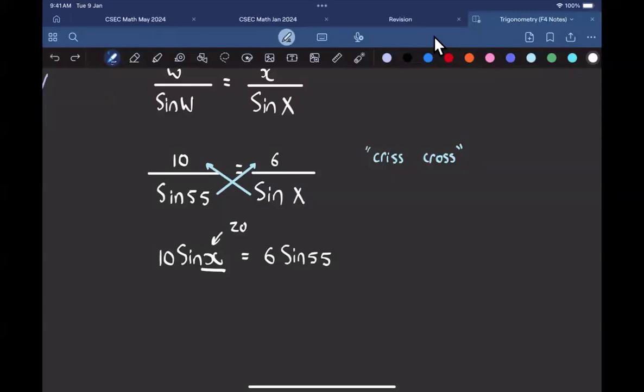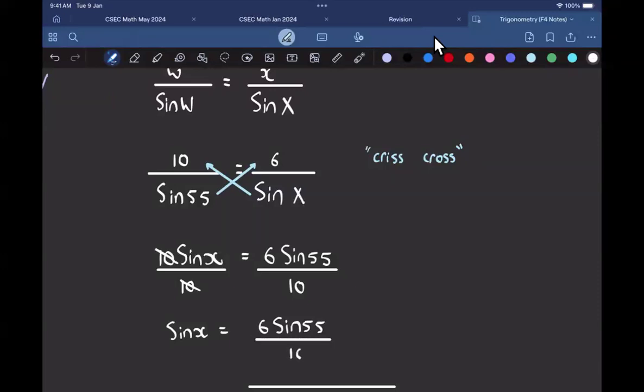So here we have to deal with two issues. But first of all, let me deal with the outside one before we deal with the inside one. So first of all, let us divide throughout by 10 to get rid of the outside. So we'll divide throughout by 10. And so now you just have sine x. So sine x is equal to 6 sine 55 over 10.